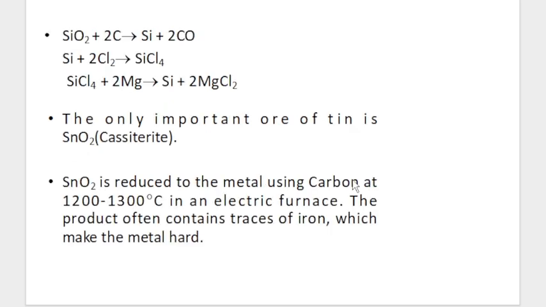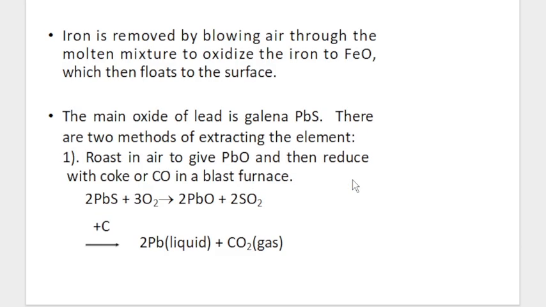Now, the only important ore of tin is cassiterite, and that is tin(IV) oxide. So take note of that. Tin(IV) oxide is reduced to the metal using carbon at 1200 to 1300 degrees Celsius in an electric furnace. The product often contains traces of iron, which makes the metal hard. Iron is removed by blowing air through the molten solution to oxidize the iron to iron(II) oxide, which then floats to the surface and eventually is passed out.